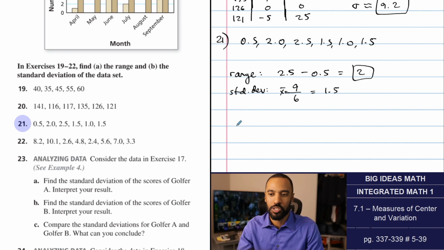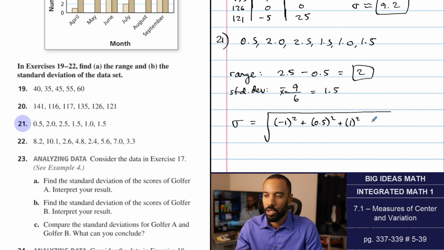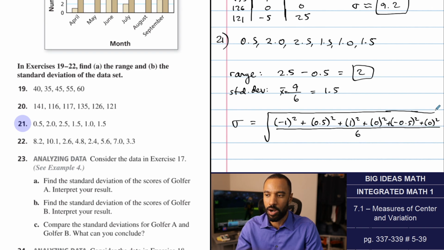You could do this all in one step, whether I said I was going to do it on the calculator. Instead, I'm just going to show you this way. I'm going to do these numbers minus 1.5 and square them. So 0.5 minus 1.5 is negative 1. We have to square that. 2 minus 1.5 is 0.5. We're going to square that. 2.5 minus 1.5 is 1. 1.5 minus 1.5 is 0. 1 minus 1.5 is negative 0.5. And 1.5 minus 1.5 is 0. This is all over 6 inside of there. So we're subtracting those, squaring those, and taking the square root.